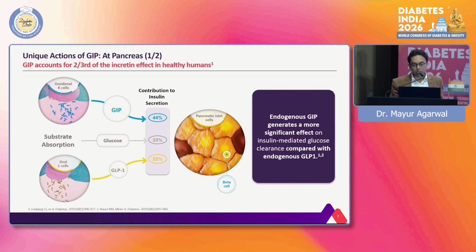Now if you talk about this incretin effect, the rise of insulin release with ingestion of oral glucose, that is 45% mediated by your GIP and 25% mediated by your GLP. So the much higher effect is for GIP as against your GLP. And when you talk about tirzepatide, it is more of GIP as against GLP. The hormone mimics more for the GIP rather than GLP.